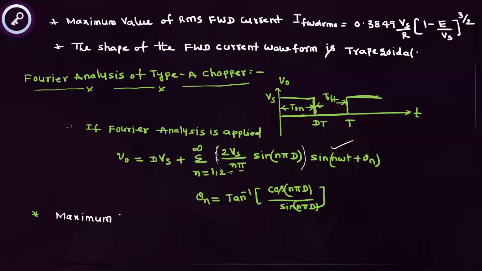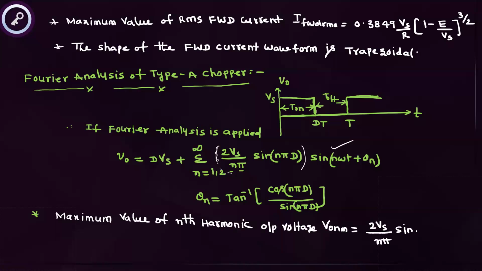Important formula: what is the maximum value of the nth harmonic output voltage? That is V naught nm, equal to the remaining term except the function, which is the maximum value. That is 2 Vs by n pi into sin n pi d.